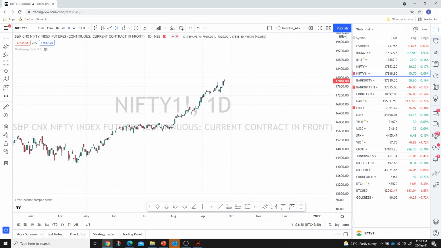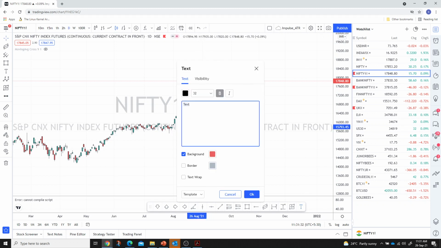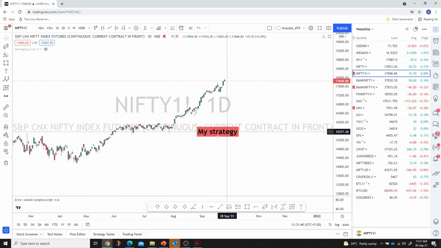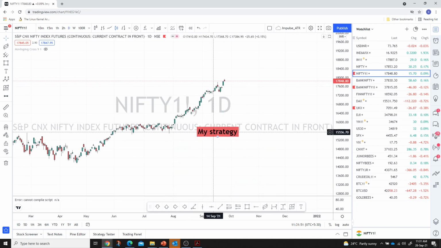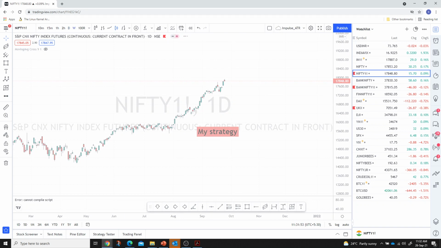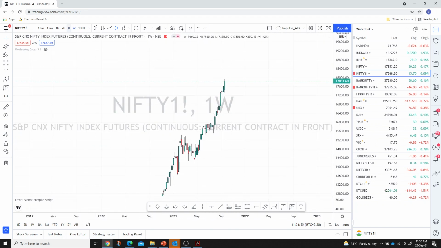Yeah, then I've shown you regression, and you can always annotate your chart. So let's say my strategy. One good thing about this is I want to only see this in a particular time frame. I can do that by going to settings and removing everything where it should be shown, and it will only show in the daily time frame. When I go to weekly, it won't show.